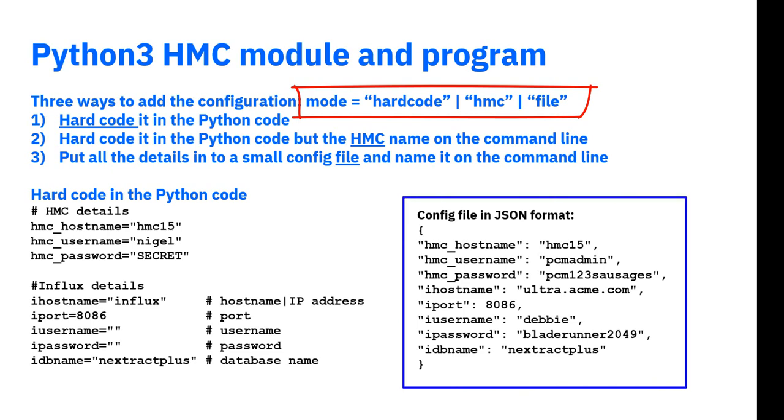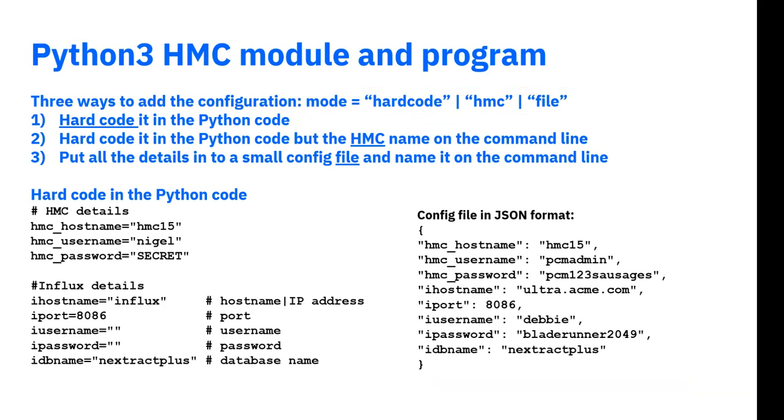The alternative is you create a little JSON file like we have on the right in here, and it all looks pretty much the same as the code inside the program, except it's actually in JSON format with some brackets around it, and it's got colons. Up to you which one you prefer.